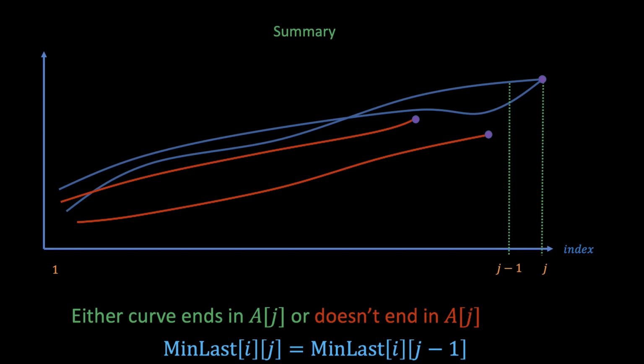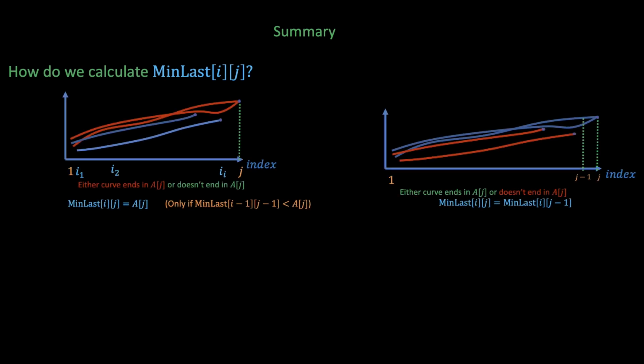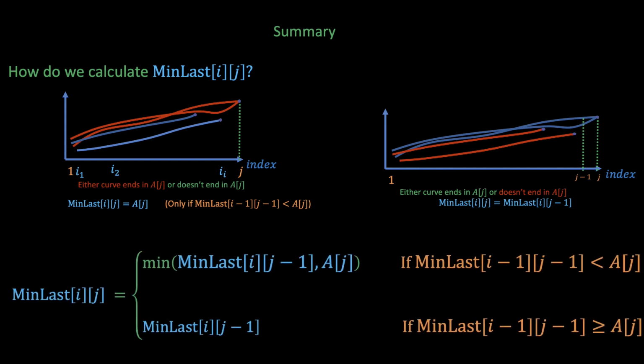And so to calculate minimum last i,j, we simply have to combine both cases. So we have that minimum last i,j is equal to the minimum of minimum last i,j-1 and aj if minimum last i-1,j-1 is less than aj, or otherwise, no subsequence of length i ends in aj, and so minimum last i,j is simply minimum last i,j-1.